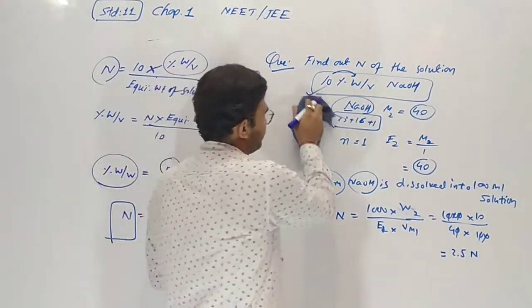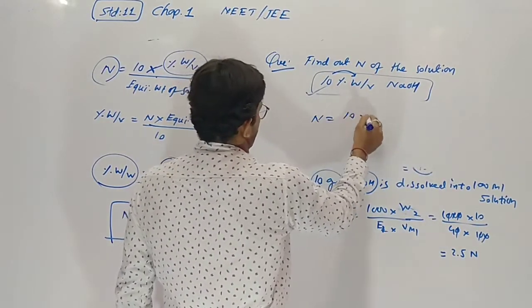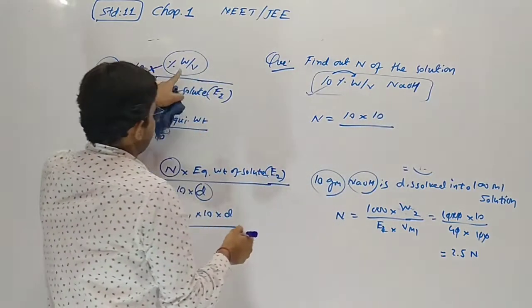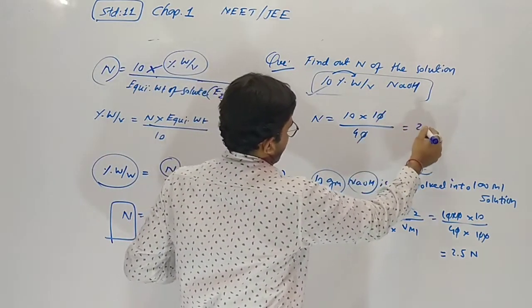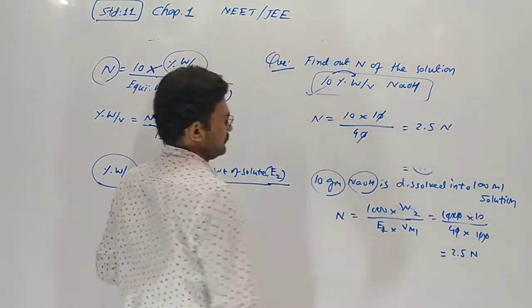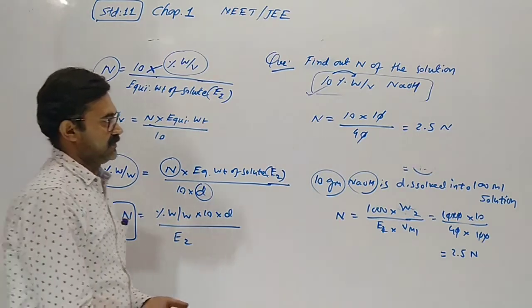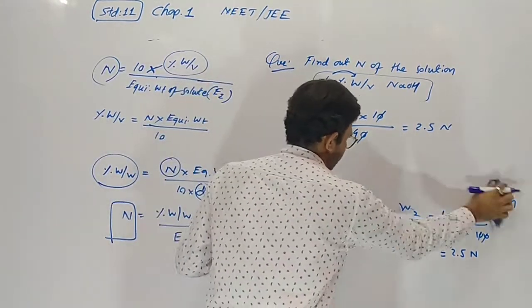You can see, normality equals percentage weight by volume 10 into 10 divided by 40. This is a shortcut. 2.5 normal. Understood? Now the next formula.